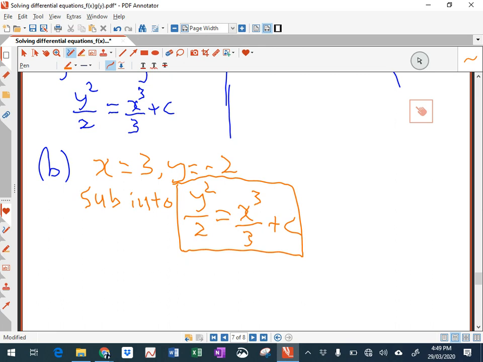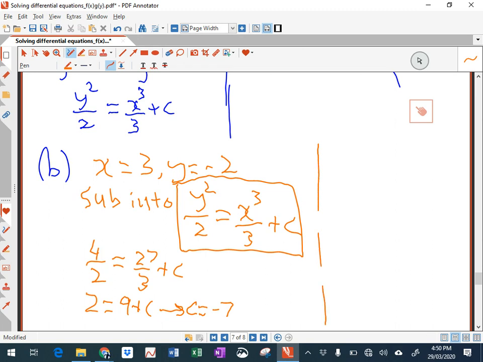Sub it into that one. Okay, so put in -2, you're going to get 4 on 2 equals 27 on 3 plus c. So that's 2 is equal to 9 plus c. So that gives you c equals -7. Okay. Right, coming over here, so what's that going to give us? We sub in c, and you're going to get y equals plus or minus the square root of 2x cubed on 3 minus 14. Okay, that's your final answer.